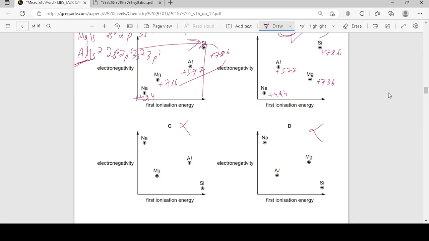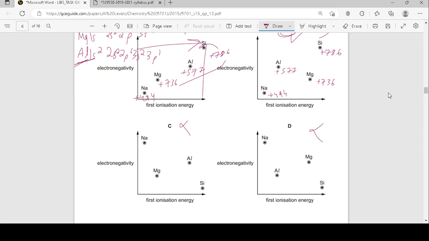The more shells an atom has, the greater the atomic radius. But electronegativity increases across the period because you have the same number of shells, so the shielding is the same. Nothing of that changes, but the proton number increases, right? So the nuclear force of attraction on the, what do you call it?